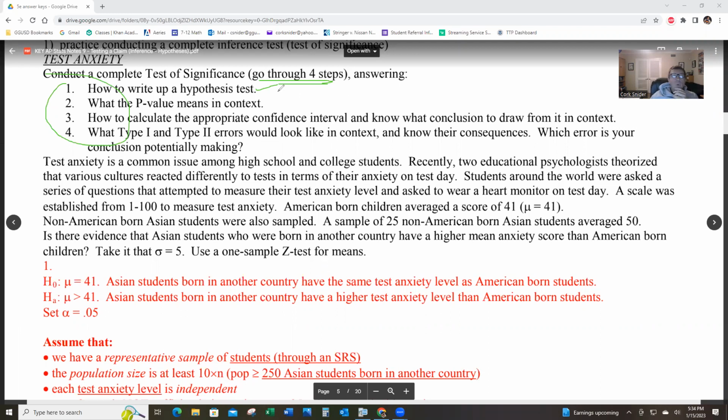And then they could ask you on the test, what does a p-value mean? You probably have heard it before, but I'm going to treat this as if you haven't heard it at all. And then how to calculate the appropriate confidence interval as well. You don't do a p-value test and a confidence interval together. You do one or the other. We are practicing both just for practice. But if they ask you to run a test, then you're going to run a test. If they ask you to do an interval, you're going to do an interval. But I'm going to do both because you can still read off of both of them.